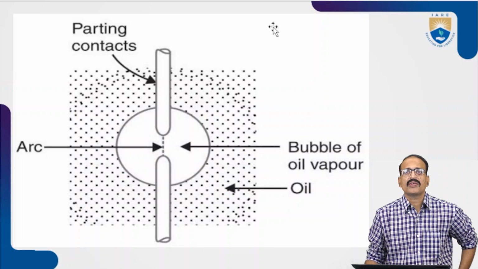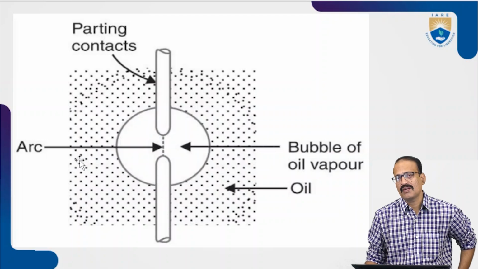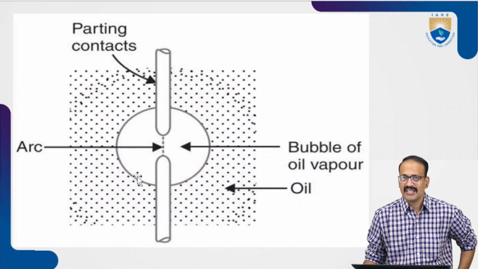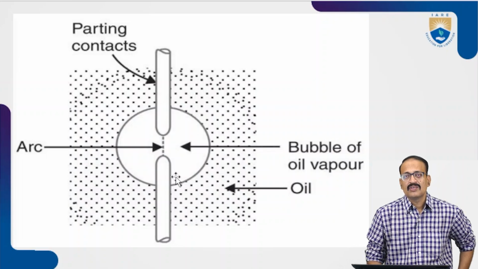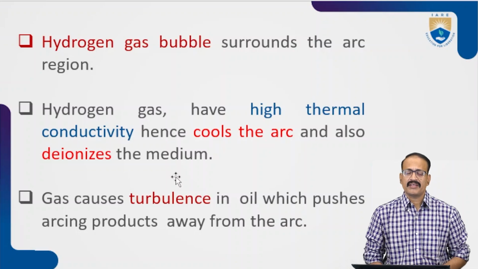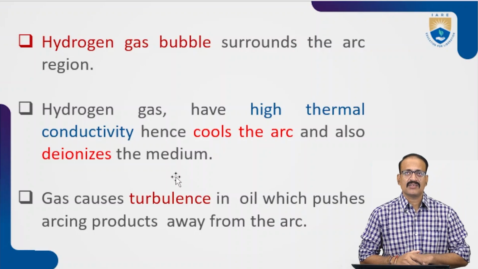In this diagram we can observe two contacts, and this is the arc. Because of the heat produced by the arc, the oil has evaporated as hydrogen gas, and in between the contacts there is a gas bubble, a bubble of oil vapor, that is hydrogen gas. So due to the heat, the oil has evaporated and the gas bubble has come. That is the hydrogen gas bubble, and it is now surrounding this arc region.